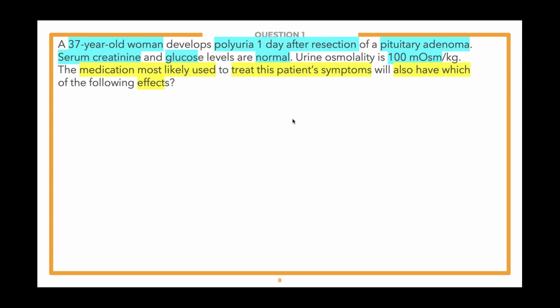So I think we've got a couple steps here. One, we've got to figure out what is going on in this patient. Two, what medication will most likely be used as a result? And three, what are some other effects that medication will have? So I think we actually have a three-step question here. Let's go ahead and take a look at those answer choices, and what we see here are 5 answer choices.